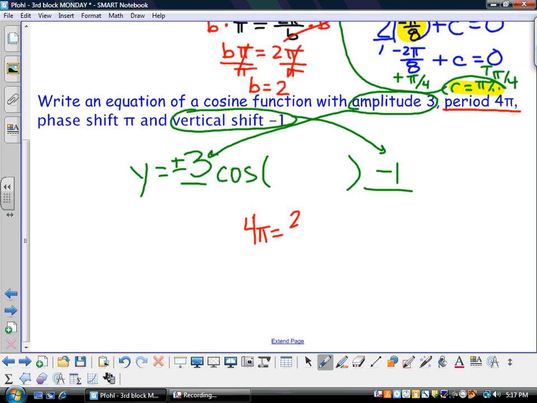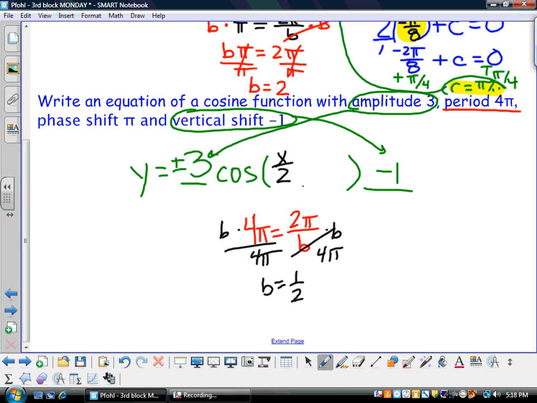I'll set 4 pi equal to 2 pi over b and solve for b. To solve, I'll multiply both sides by b and divide by 4 pi. b is 1/2. So I either have 1/2 x or x over 2.